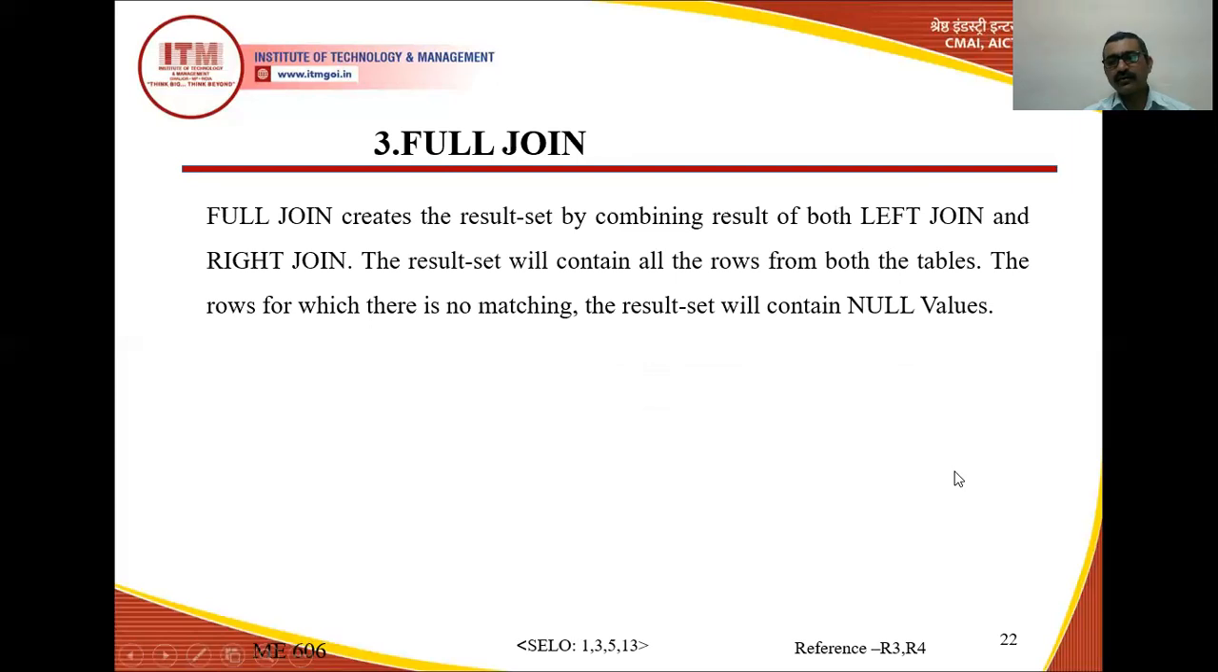Now we have to discuss the full outer join. Now we discuss the full join or full outer join. Full join creates the result set by combining the result of both left join and right outer join. And the result set contains the rows from both the tables, all the rows of both the tables, and for the rows for which there is no matching, the result set will contain null values. So here is a full outer join where we have to combine both the left and the right outer join. And the result set is a combination of all the rows in both tables, and the rows which have no matching will appear as null values in the result set.